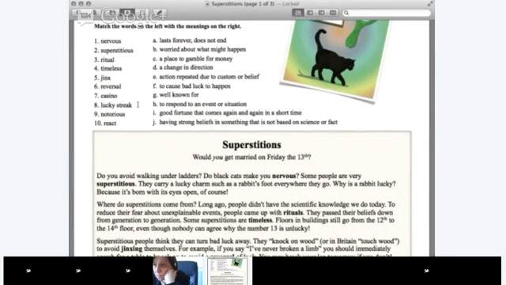All right. And Tomohiro, 8. What is a lucky streak? Okay. So can we do number 8 as a class? Does anyone know the answer for lucky streak? I. Yes, I. Can you read the answer for us? Yes, good fortune that comes again and again in a short time. Perfect.